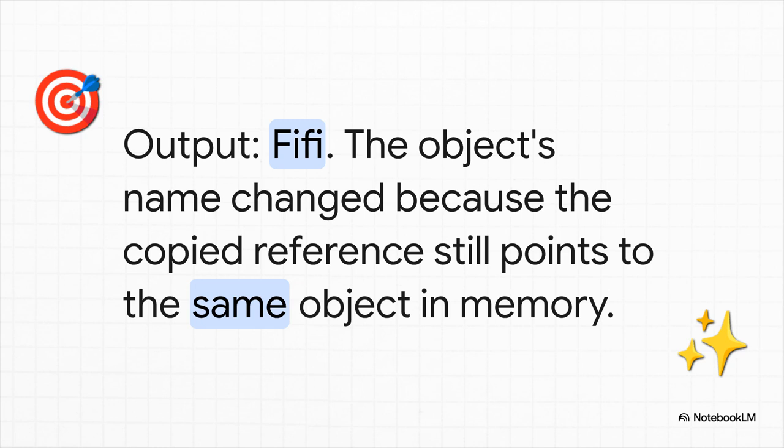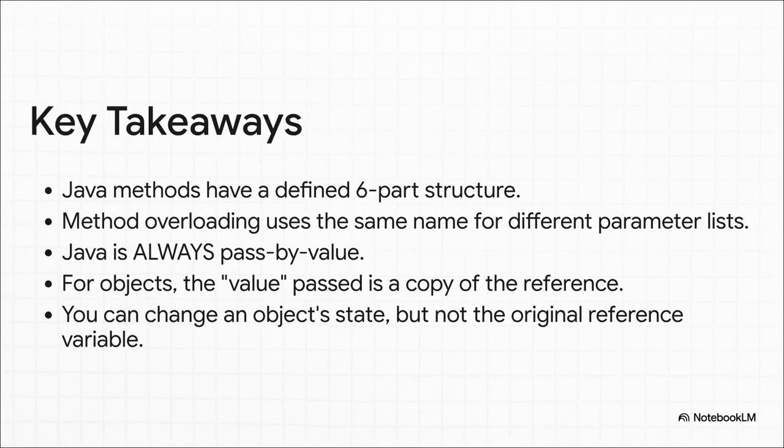So what's the difference? Well, even though the method was using a copy of the remote, both the original remote and the copied remote were still pointing to the very same dog object in memory. So when the method used its remote to change the dog's name, it changed the one and only dog that exists.